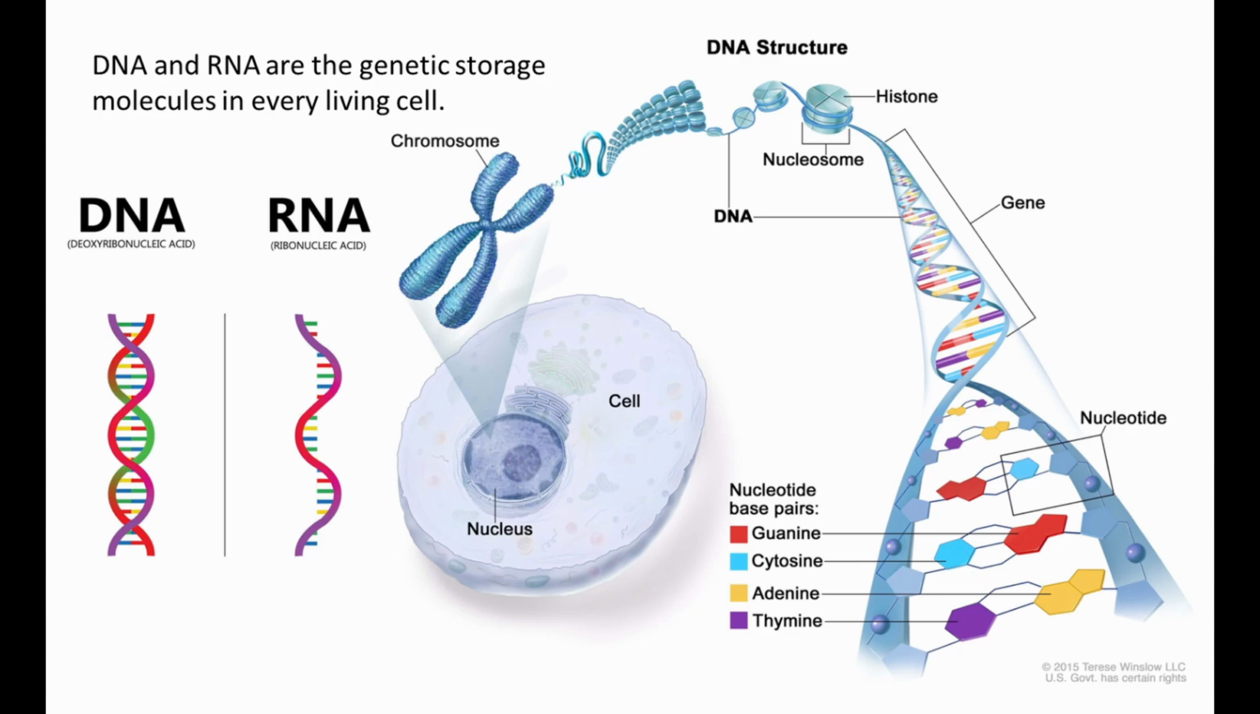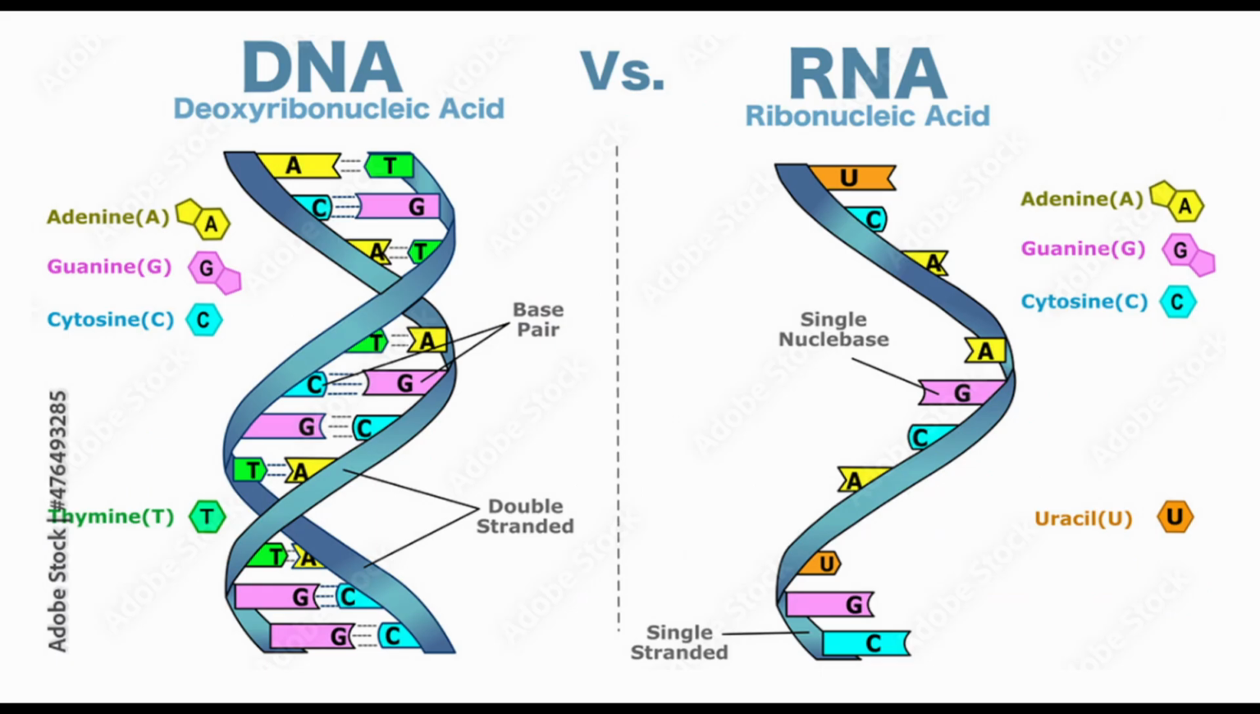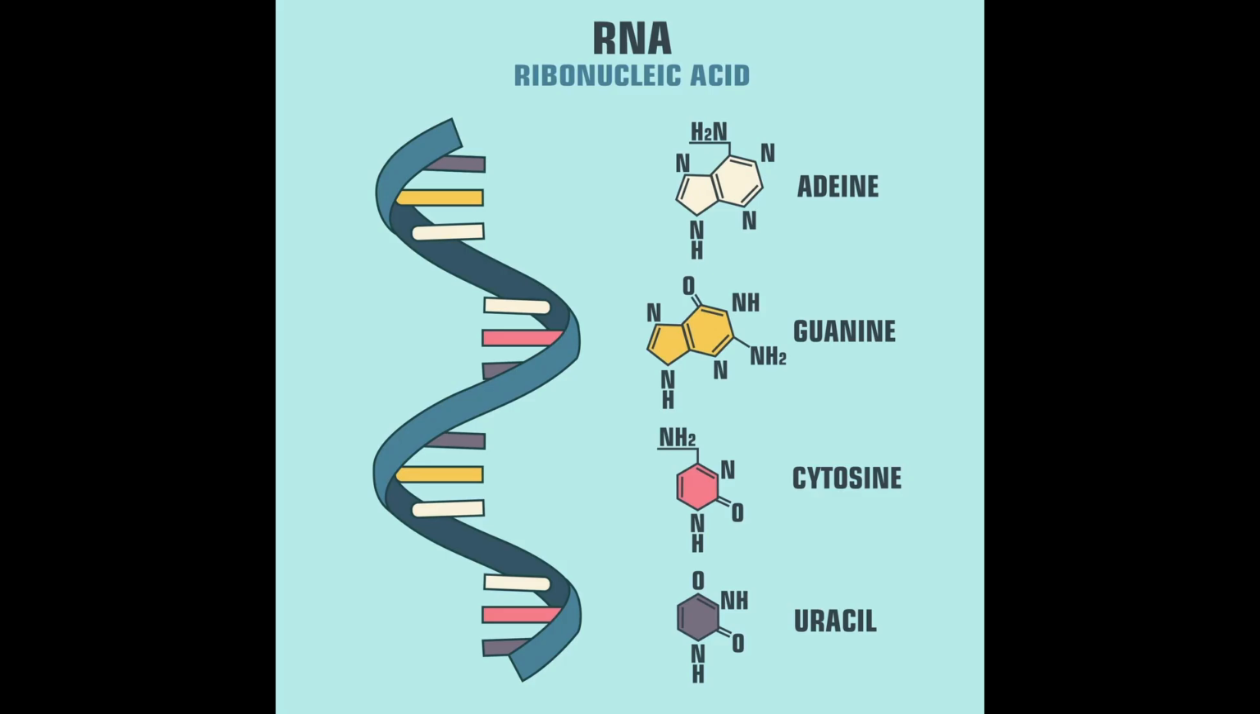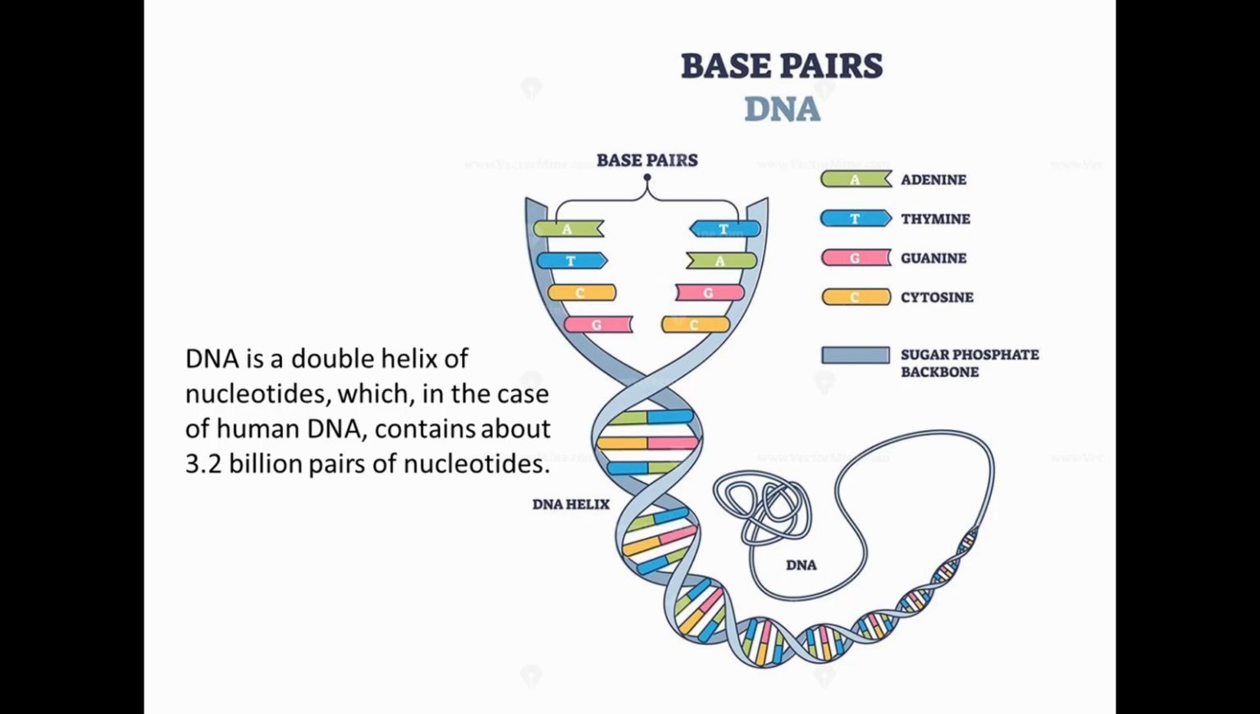We all know that DNA and RNA are the genetic storage molecules in every living cell. RNA is ribonucleic acid. DNA is deoxyribonucleic acid. Both molecules are long strings of nucleotides. RNA is generally a single spiral of nucleotides, usually between 60 and 4,000 nucleotides long. DNA is a double helix of nucleotides, which, in the case of human DNA, contains about 3.2 billion pairs of nucleotides.